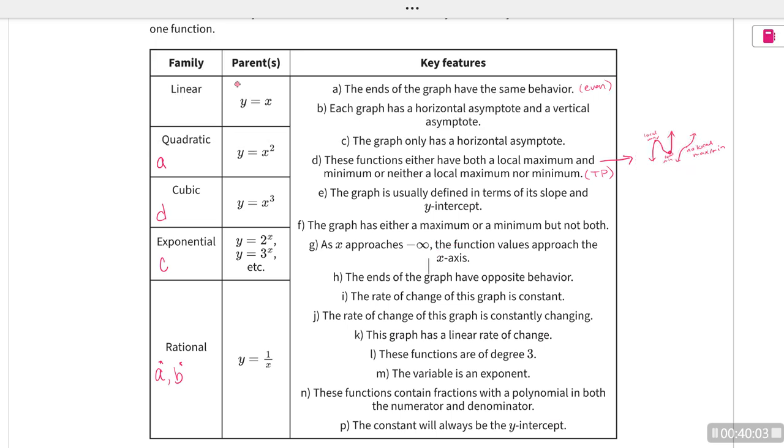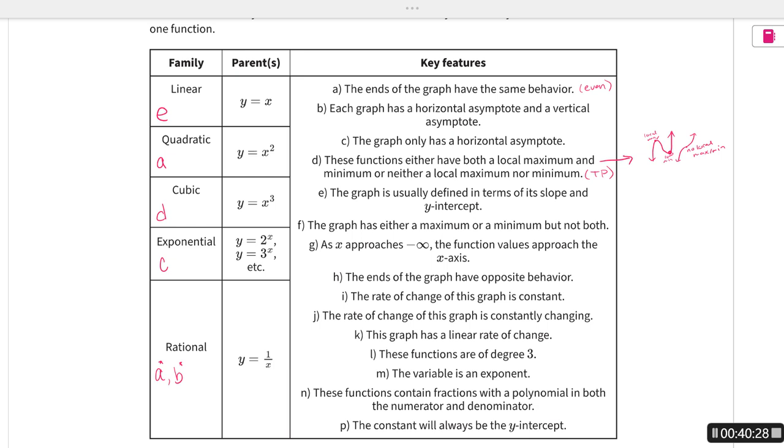Okay, so let's move on to E. E says the graph is usually defined in terms of its slope and y-intercept. Well, hopefully that is screaming linear to us. No other graph on this has a slope. They each have a rate of change that we could identify, but none of them have a constant rate of change, so only linear for that one.